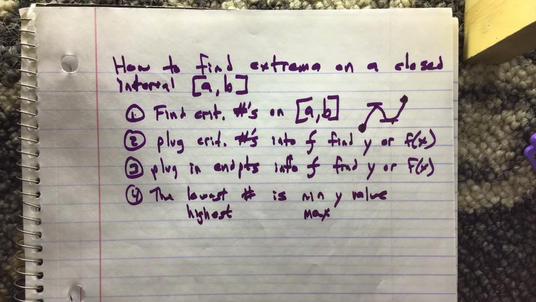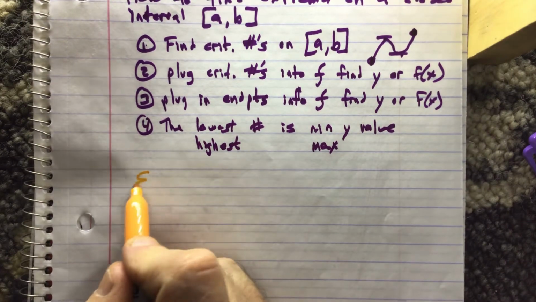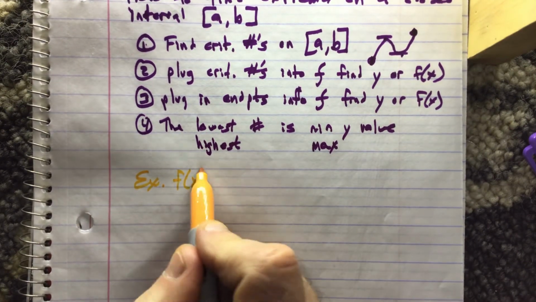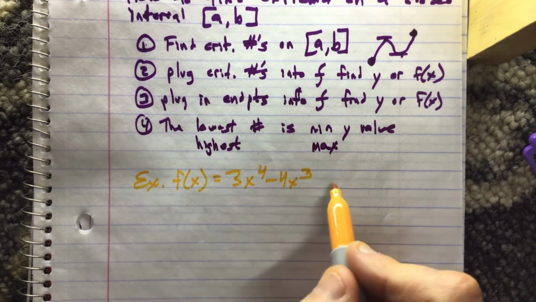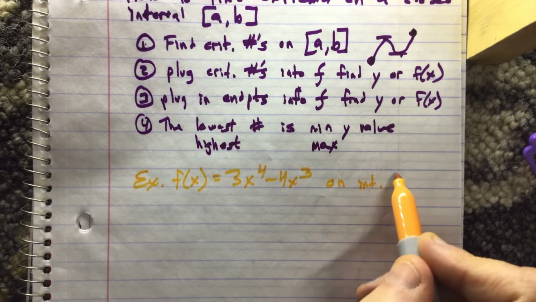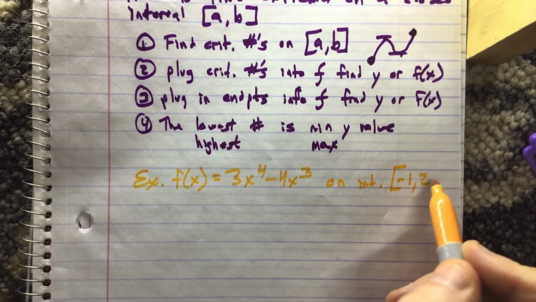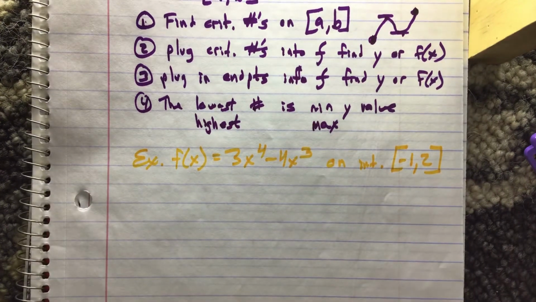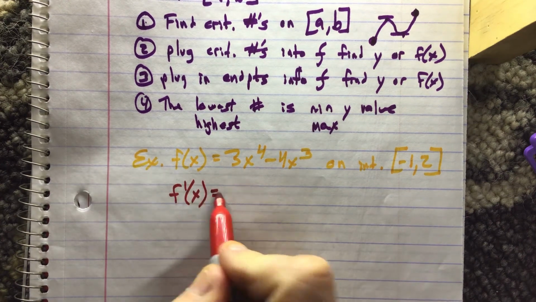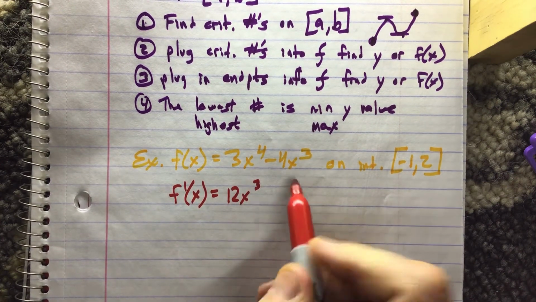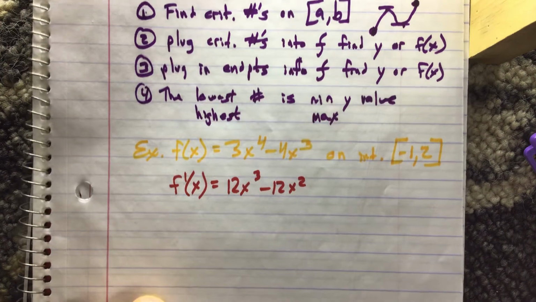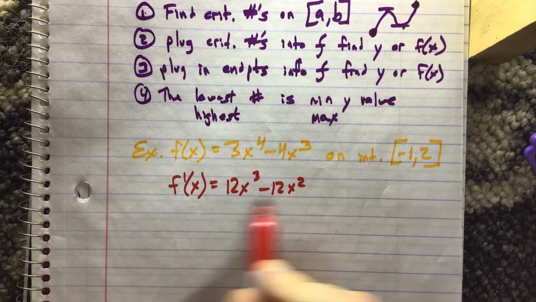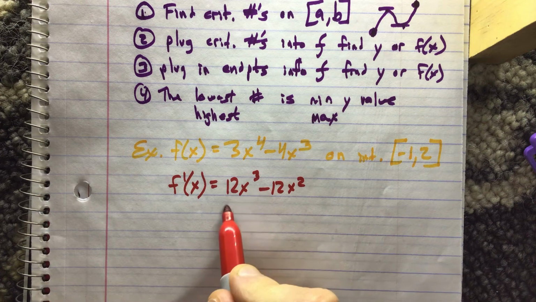Okay, so let me do an example so that we know exactly what we're talking about here. Example: f of x equals 3x to the 4th minus 4x to the 3rd, and we're on the interval -1 to 2. So we take the derivative, which is easy enough to do. f prime of x equals 3 times 4 is 12x to the 3rd minus 12x to the 2nd. I can factor 12x squared out of this. We're going to set this equal to 0 to find the critical points. Where is the slope equal to 0?